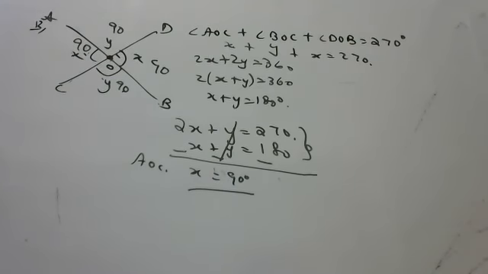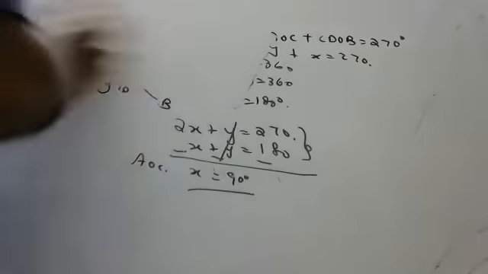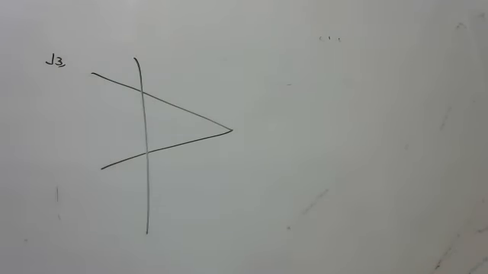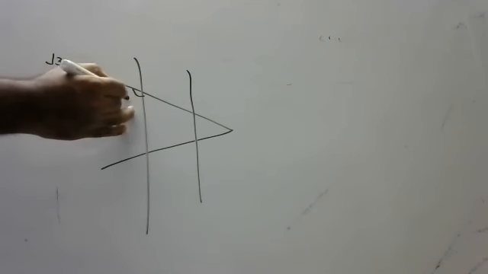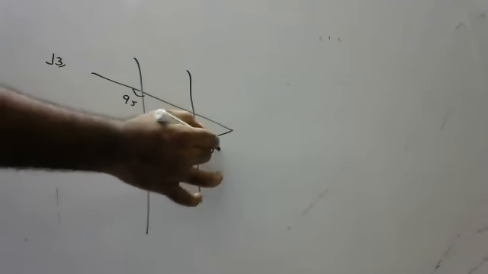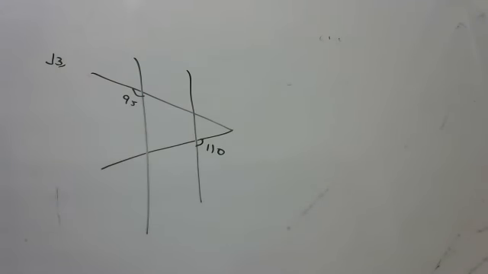Figure 13. They have given the figure also, children. AEF is 95, children. This is 95. VHS is 110. This is 110. ABC is x.